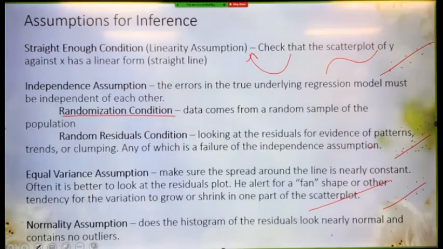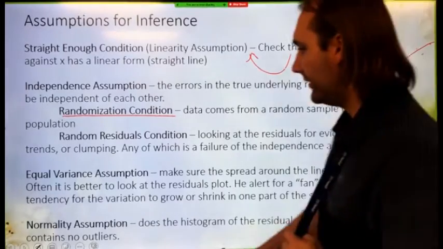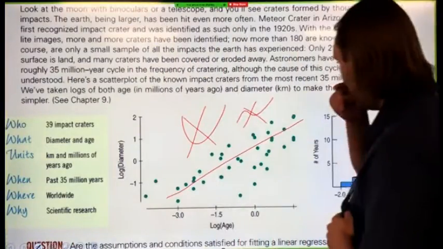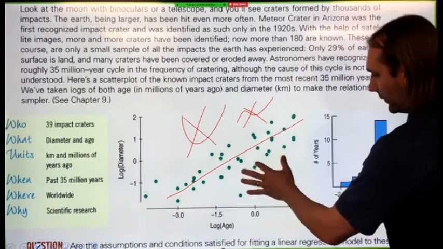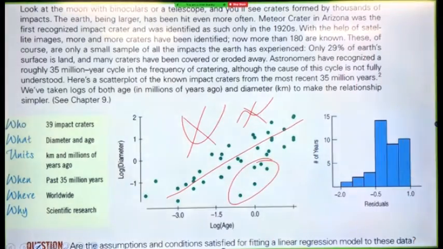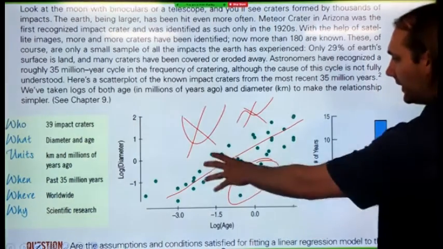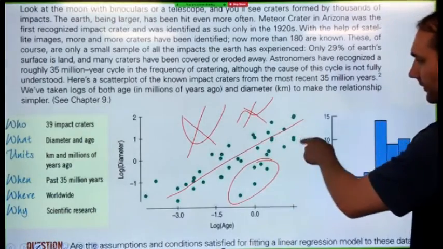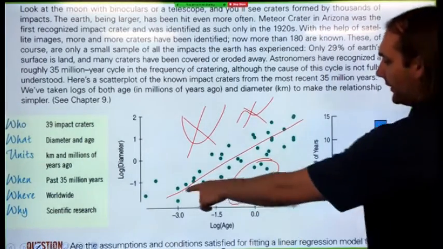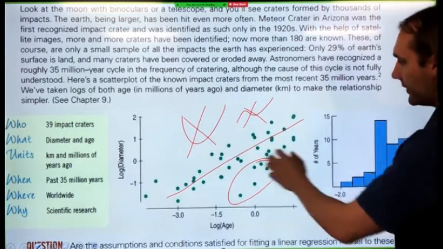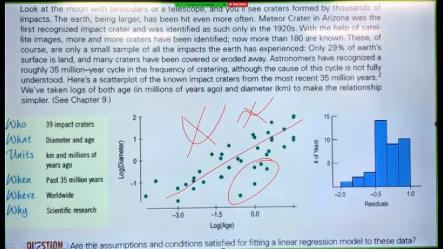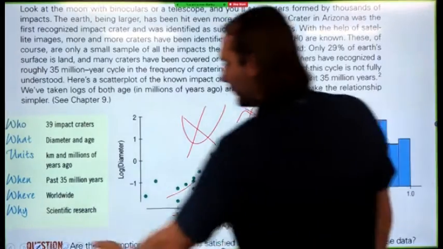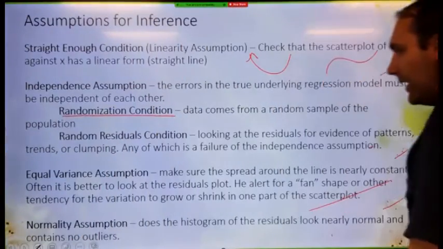Equal variance assumption: make sure the spread around the line is nearly constant. So if this is my true line, do they look about equal? I say for the most part, these are kind of in question, right? I'm a little concerned about those. But again, for the most part, it looks like there are equal variances here, assuming this is my line. I don't see too much fanning going on, where the variance is small and then just blows up, getting bigger across.